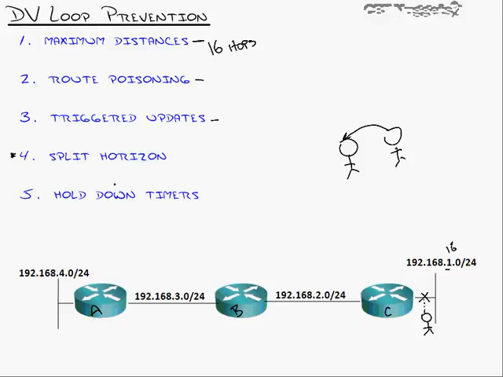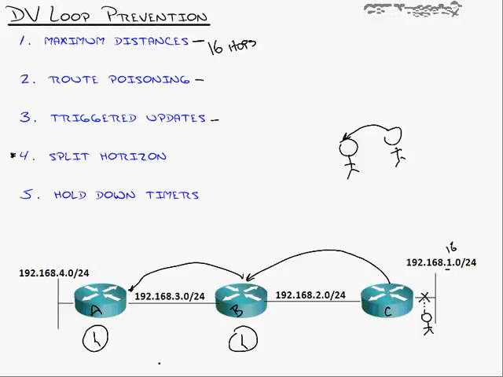Hold down timers say, I will not believe any other updates about this route for X amount of time. Here's what I mean. When this network goes down, router C sends a triggered update saying it's down. Router B receives that and says, well, that's a big change. Let me immediately tell router A about it. And both of them will set a hold down timer. This is my little clock. Now that hold down timer can vary depending on what protocol you're using, but what it does is it says, I will not accept any more updates about this for a certain amount of time.